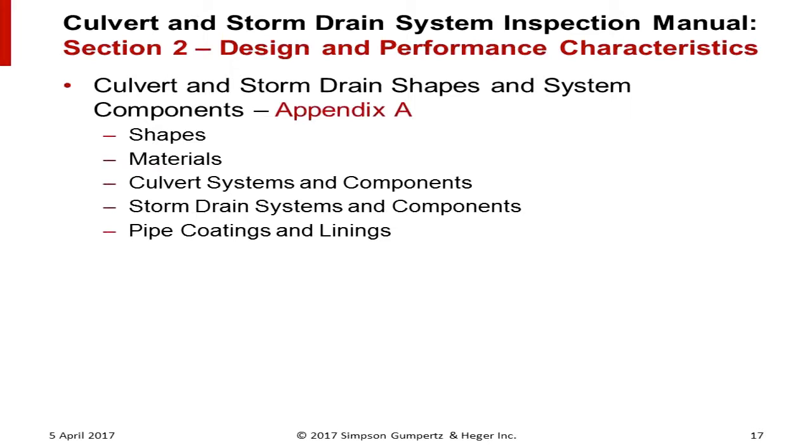And again, Appendix A is the background information. It's shapes, the different shapes that culverts come in, the common types of cross-sectional shapes, the different materials that are available for culverts, the components that go in. So this includes the foundations, the headwalls, the wingwalls, the invert slabs, the aprons, etc.